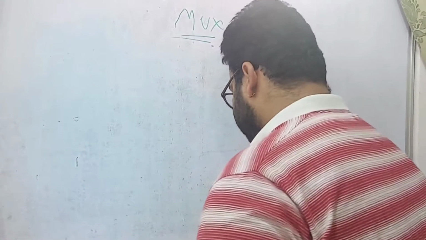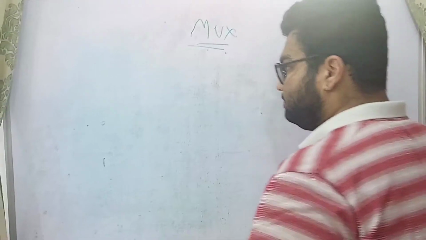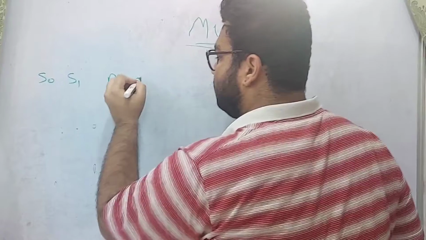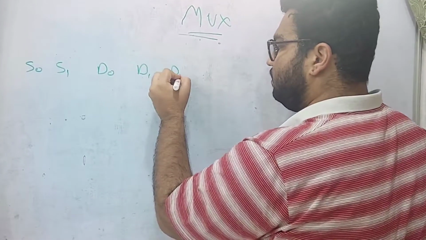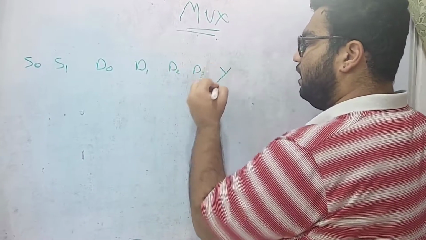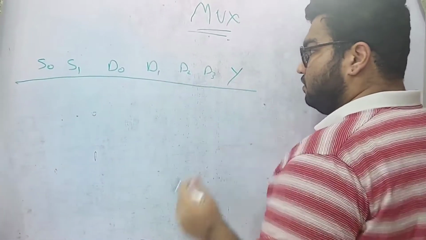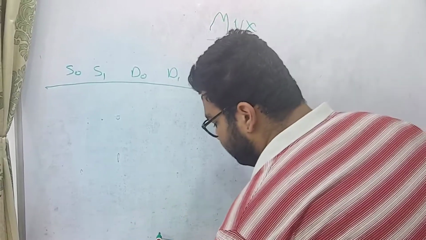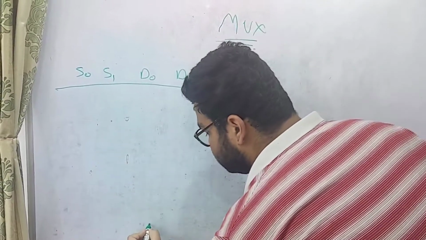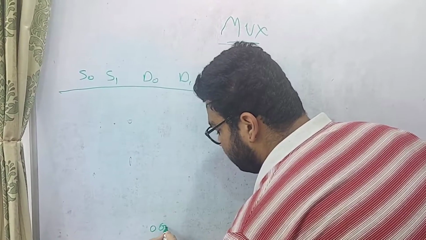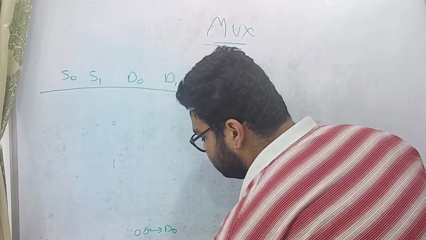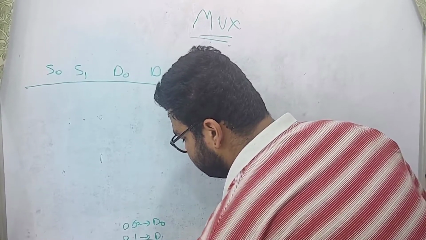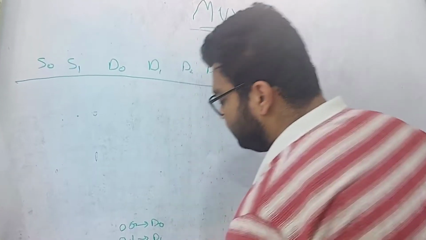I just want to expand the truth table once again: S0, S1, D0, D1, D2, D3 and Y. This is a big truth table, so you have to remember the rule. When S0 and S1 are 0, 0, output is D0; 0, 1, D1; 1, 0, D2; 1, 1, D3.